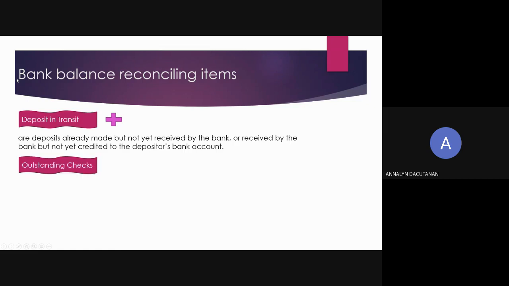Next, outstanding check. These are checks drawn and released to payees but are not yet encashed with the bank.